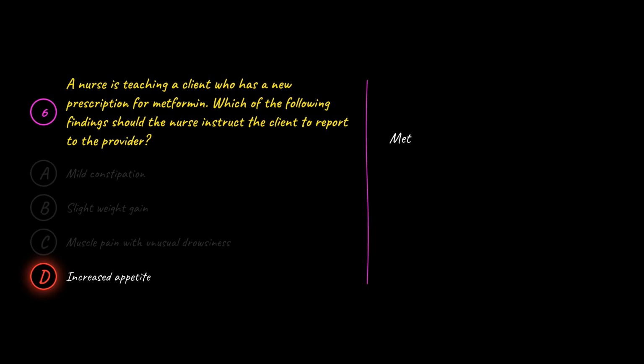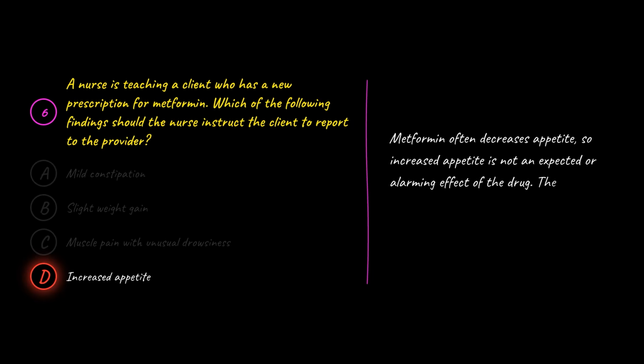D is wrong because metformin often decreases appetite, so increased appetite is not an expected or alarming effect of the drug. The pairing of drowsiness with muscle pain is the truly dangerous finding that should prompt a call to the provider. Metformin is the cornerstone of type 2 diabetes treatment, but understanding why it works and where it can go wrong is essential for anyone caring for patients on this drug.